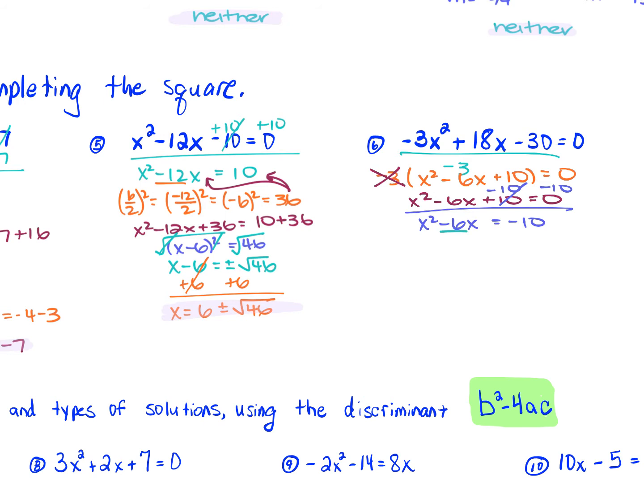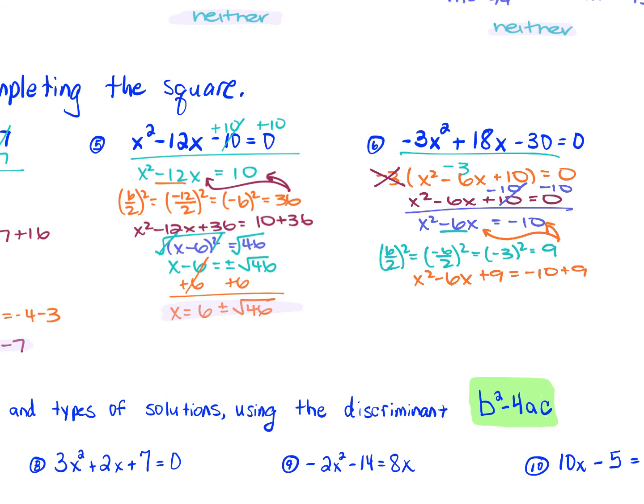Your b is negative 6. So b over 2 squared is going to give you negative 6 over 2 squared, which is negative 3 squared. And that's 9. Add your 9 to both sides of your equation. So you have x squared minus 6x plus 9 is equal to negative 10 plus 9.